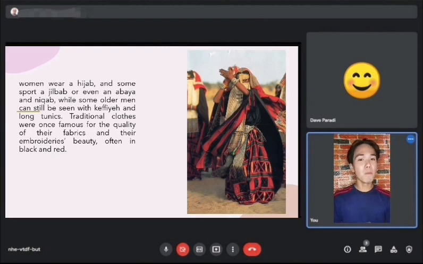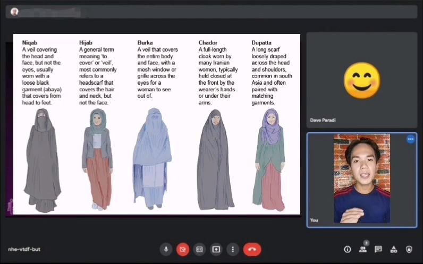Okay, so most women wear a hijab, and some sport a jilbab, or even an abaya and niqab, while some older men can still be seen with a keffiyeh. And traditional clothes were once famous for the quality of their fabrics and their embroideries, often in black and red.